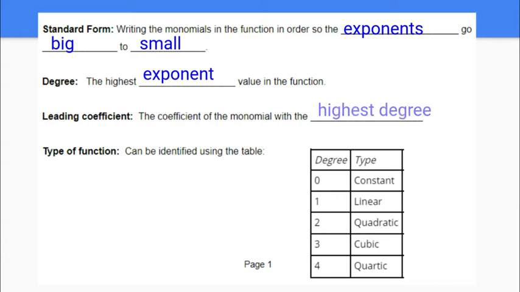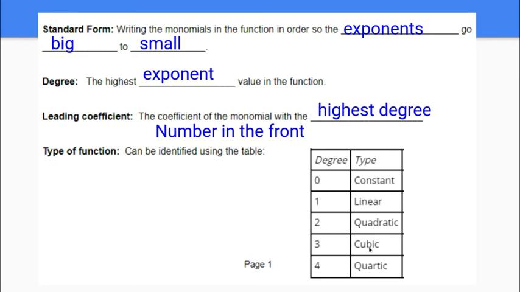Leading coefficient. Again, the word coefficient does mean the number in the front. So the leading, so front of, coefficient is the number in front of the highest degree. So the variable that has the highest exponent, that's the number you're going to take.